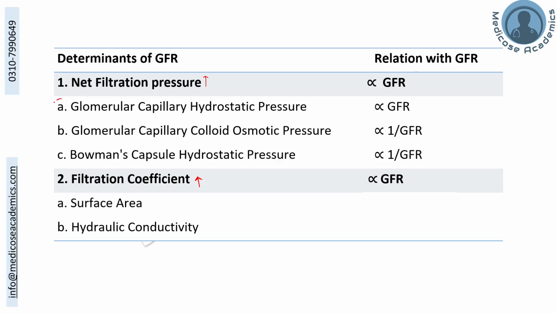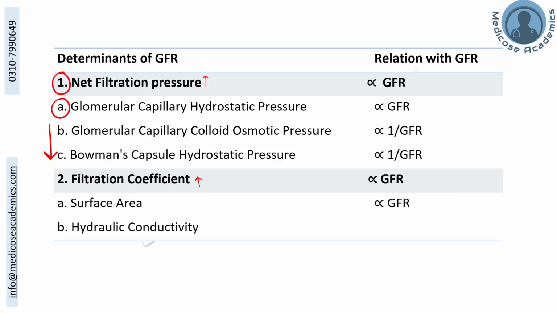So by increasing this, net filtration pressure and GFR will increase, but because of these two Starling forces, GFR can decrease. Then comes the filtration coefficient. If there is increased surface area, the filtration coefficient will increase and the GFR will increase.